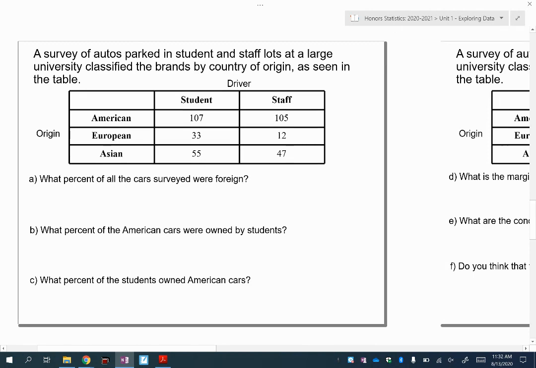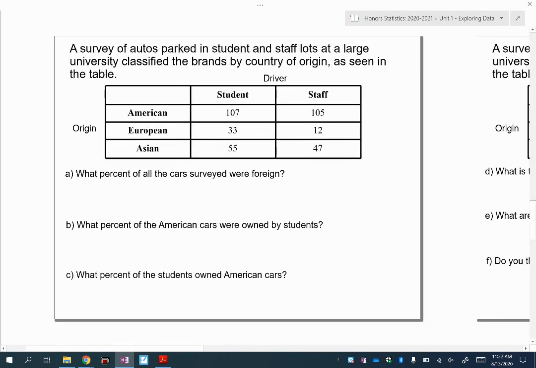All right, so let's do some problems that demonstrate what we just went over with those concepts. So the first thing I want to do is look at this survey of cars that were parked in a student and staff lot at a large university. And they've given us some information.